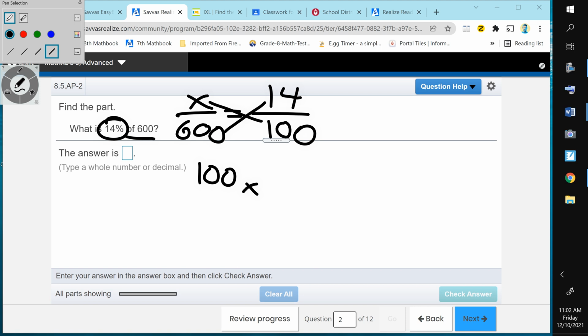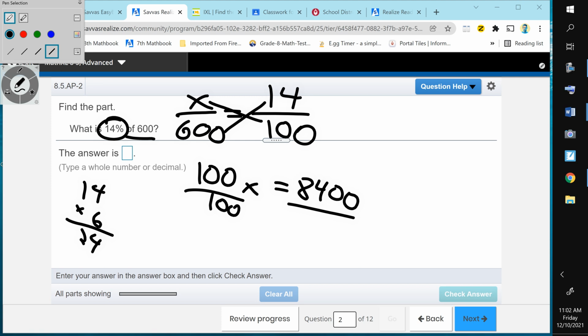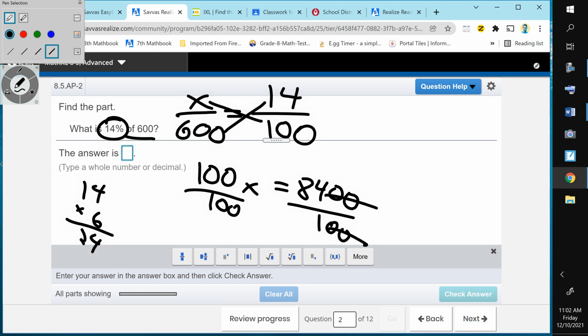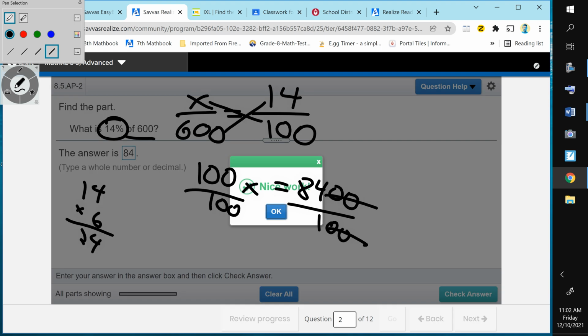600 times 14 is, I have no idea. It's going to be 8,400. So when I divide by 100 to get x by itself, same thing. 84 is my answer. Not too bad.